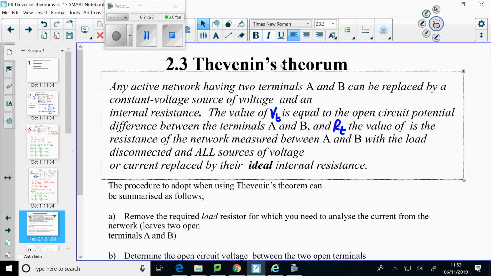Not so useful where you want to know all the currents in a circuit, because you're simplifying for one particular load resistor of interest. Alright? So we're going to do Thevenin's theorem now.